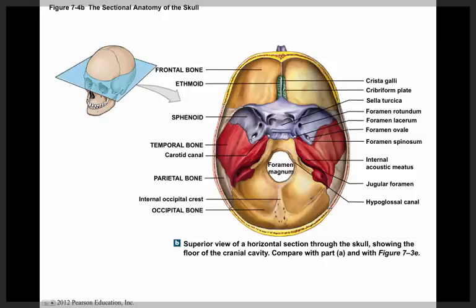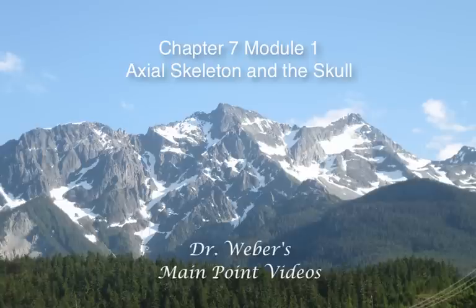There are some other important structures that I want to show you that are not on your lab list. We can see all of these openings, which are called foramen. So we see the foramen rotundum here on each side, the foramen ovale on each side, the foramen spinosum on each side. Cranial nerves that are extending off of the brain, that's why they're called cranial nerves, will leave the brain and exit through these openings to go down into the rest of the body. This ends Chapter 7, Module 1, Axial Skeleton and the Skull.